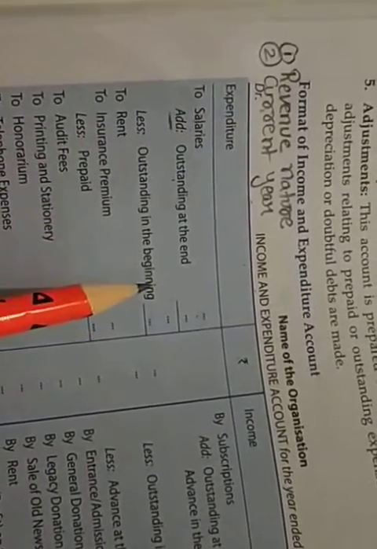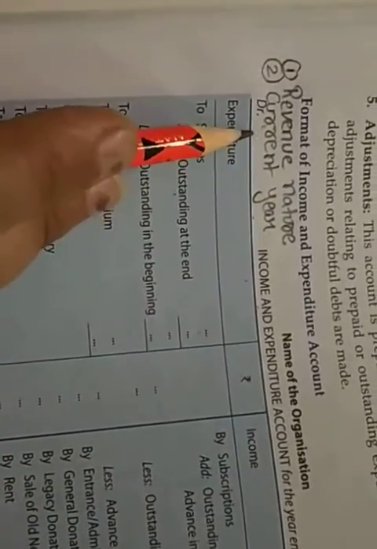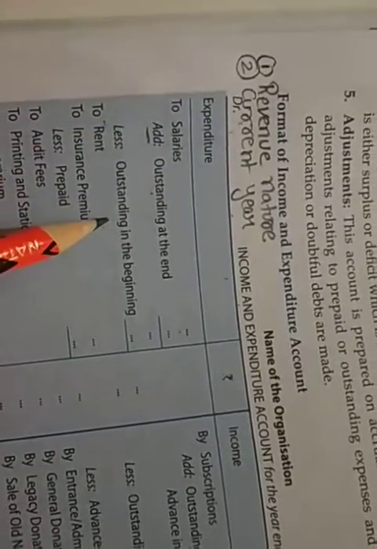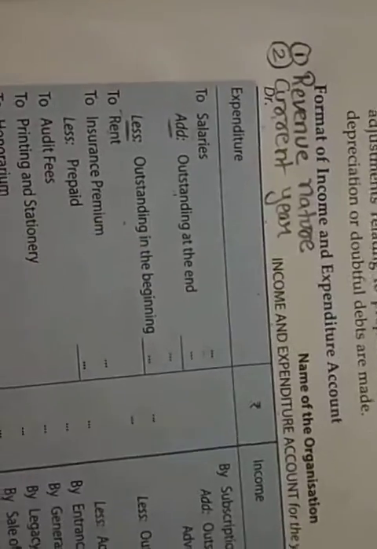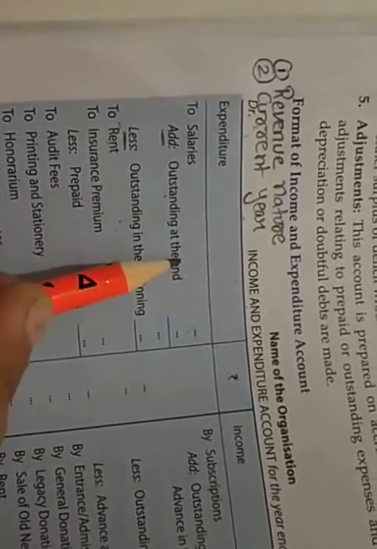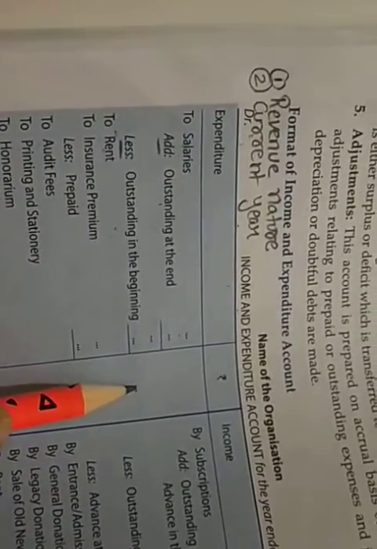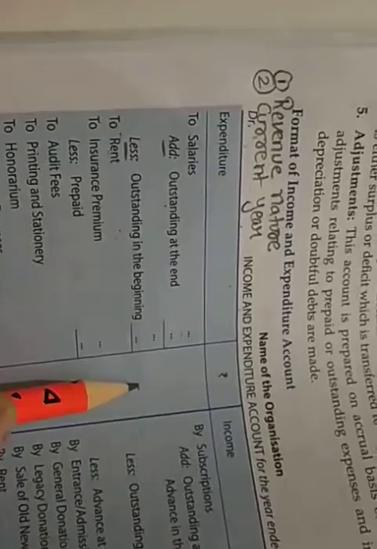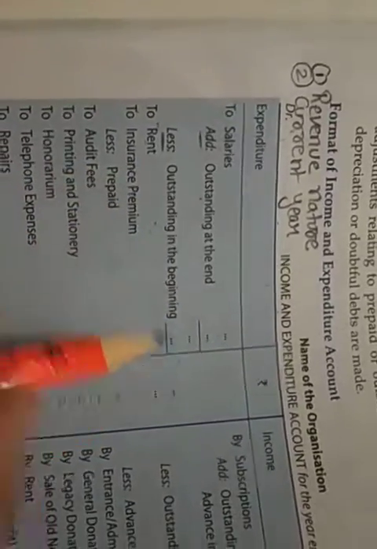The outstanding in the beginning must be related to the previous year. And I have said you have to write only current year items, so that outstanding will not be included. It will be deducted out of it. Why? Because this income and expenditure account includes only current year items. So when we add outstanding at the end and deduct outstanding in the beginning, we will get the final salary, which will be of the current year only. I hope this point is clear to you. So please learn this: add outstanding at the end, less outstanding in the beginning.